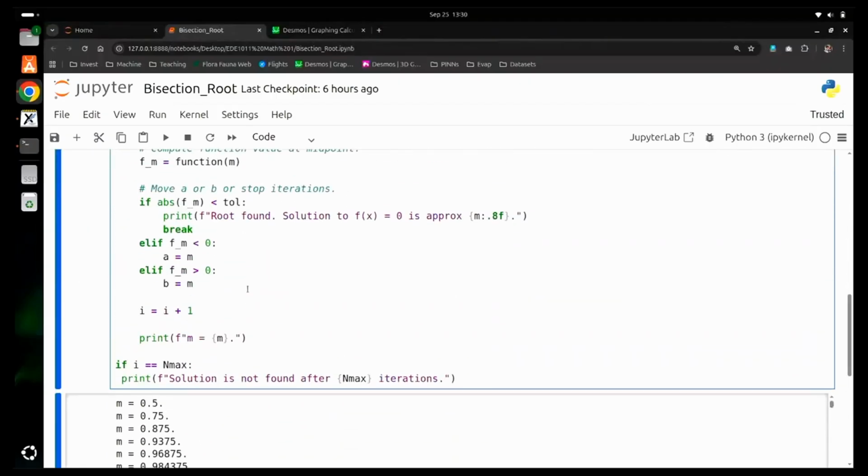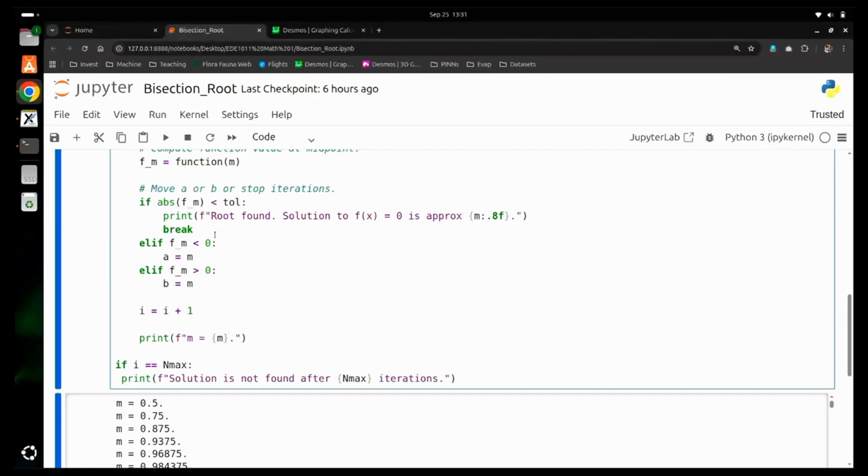So after that, you can see that this part is basically to just reassign A or B. If, let's say, your function value is very close to 0, such that it's within the tolerance, then you can just print root found. Then what's the solution? Solution is just the midpoint value. Simple as that. Subsequently, break out of the loop.